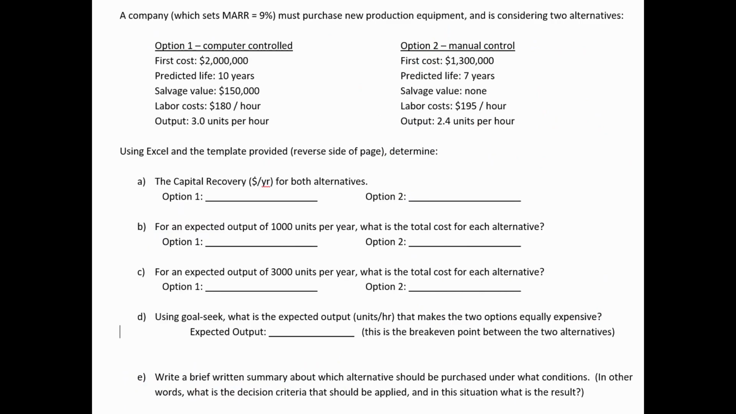All right, so I have a new in-class exercise for you. And what we're going to do with this one is we will be using Excel. On the back side of the paper is a template that you can use to set this one up. So we're going to compare 2 different options.